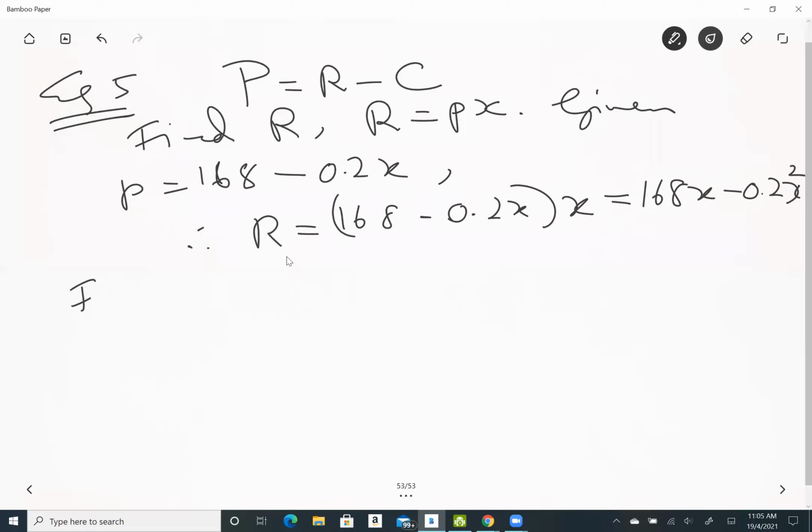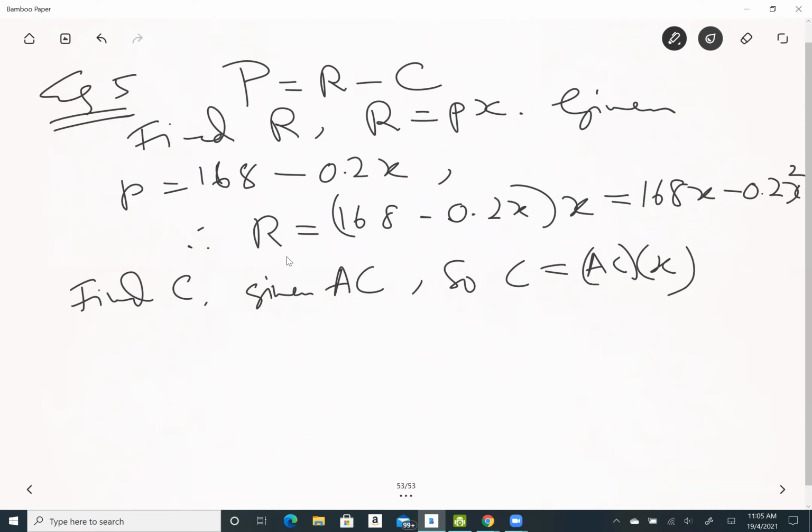Next, you have to find cost. And you are given average cost. If you are given cost, then no problem, but you are given average cost. So cost is equal to the average cost multiplied by x. You are given the average cost 120 plus x, multiplied by x. So what do we get? We get 120x plus x squared.